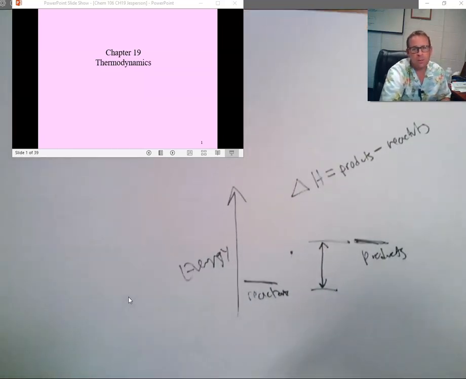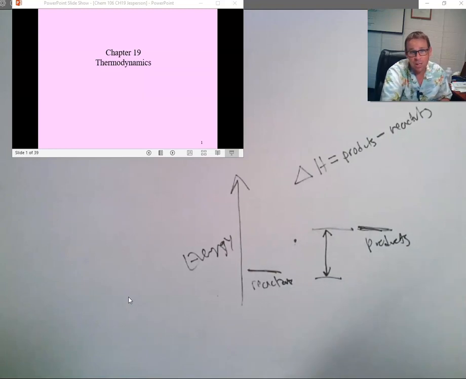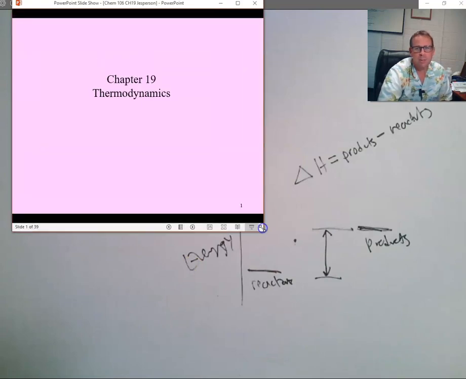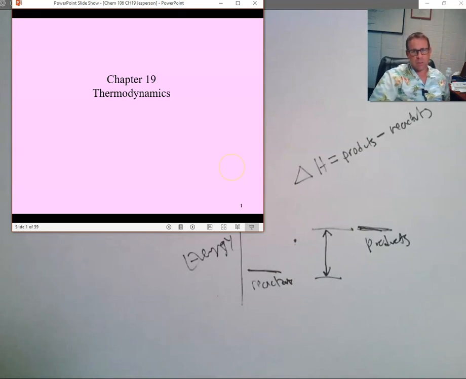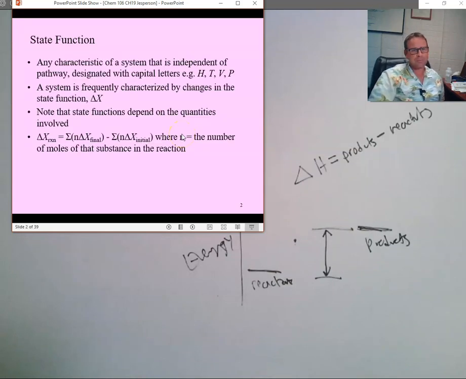All right. So this sort of discussion, quantifying this difference, talking about the energy change in chemical reactions, this is what thermodynamics is. It is something that we've gone over, although we might not have used the word thermodynamics specifically too much in the past.